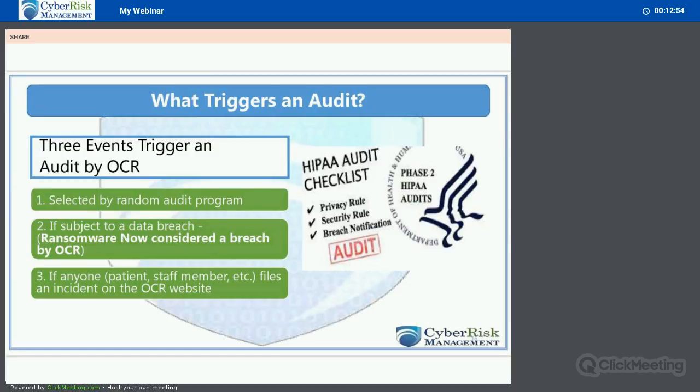Number two, if subject to a data breach. So if you do have a data breach, if you're one of those unfortunate institutions we talked about on the previous page, you have to notify the Office of Civil Rights after a breach, and usually that breach is going to be the cause of an audit. And ransomware is now being considered a breach by the Office of Civil Rights. Also, if anyone, patient, staff member, ex-husband files an incident on the OCR website, you can be audited.